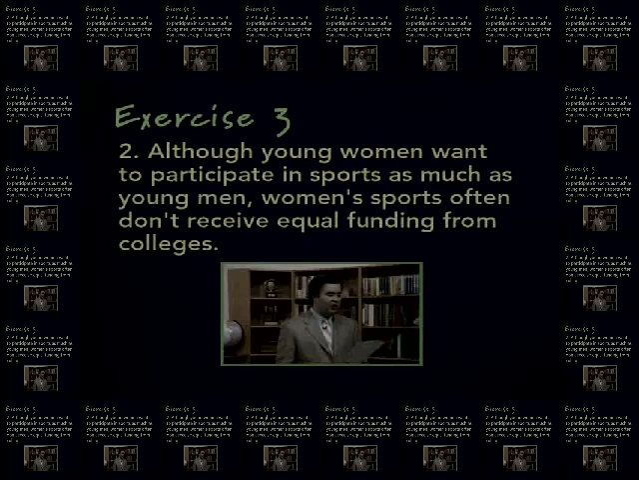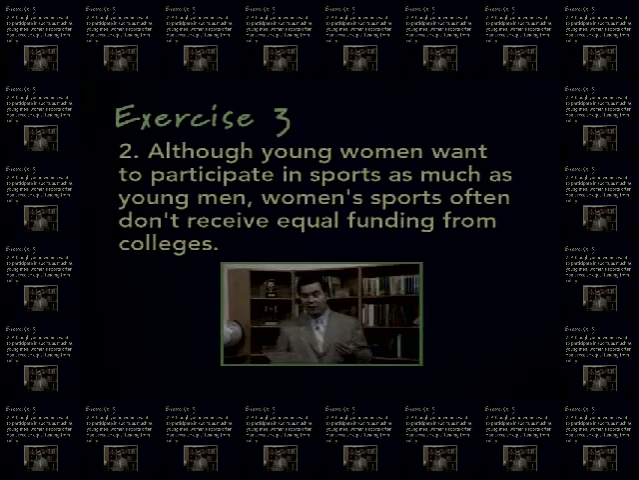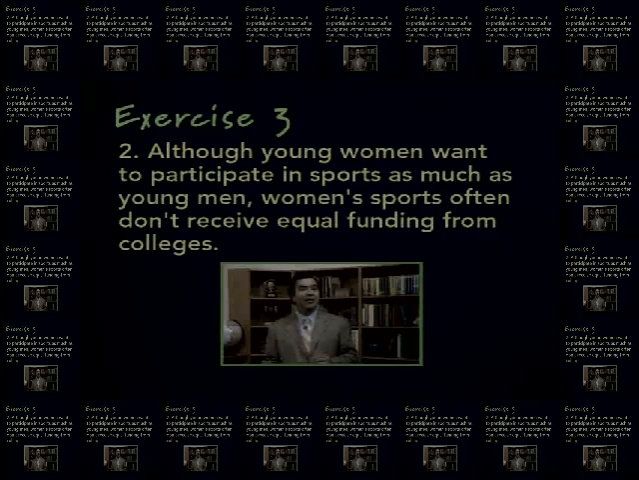Women's sports often don't receive equal funding from colleges. Here we have an independent clause. This could stand alone as a complete sentence. Don't receive is the verb, and women's sports, more broadly, is the subject. This could stand alone as a sentence, so it's an independent clause.